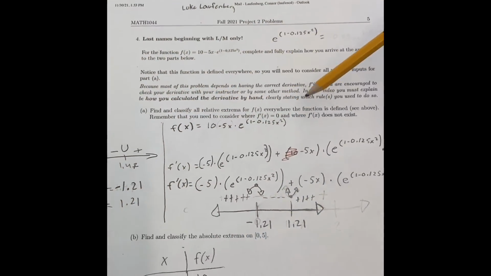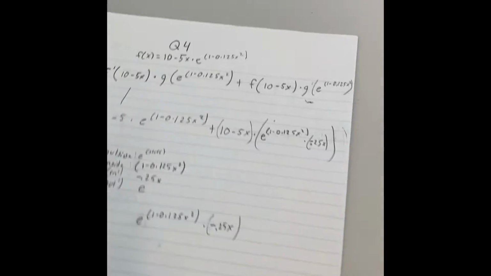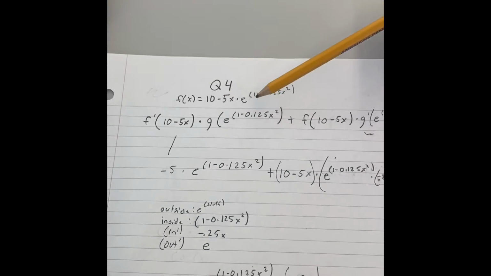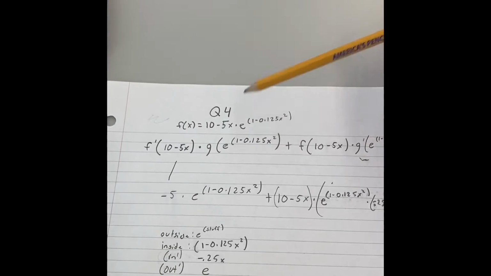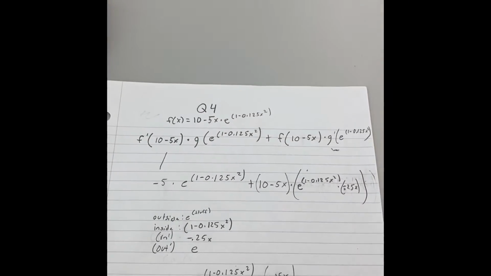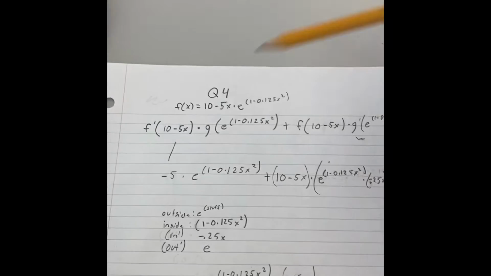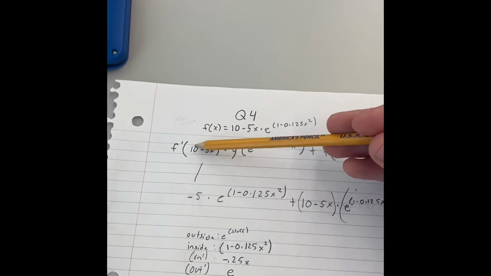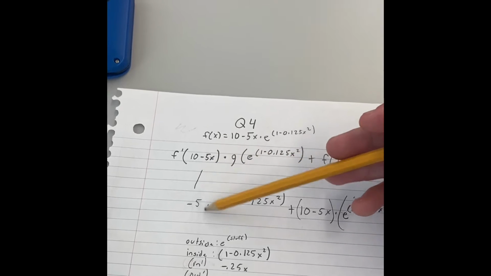For part A, I started off by finding the derivative of the original function. I looked at it and saw that I needed to use product rule. So I started off by writing out the product rule: f prime times g plus f times g prime. The 10 just cancels because it's a normal number without a variable, so it goes to 0.